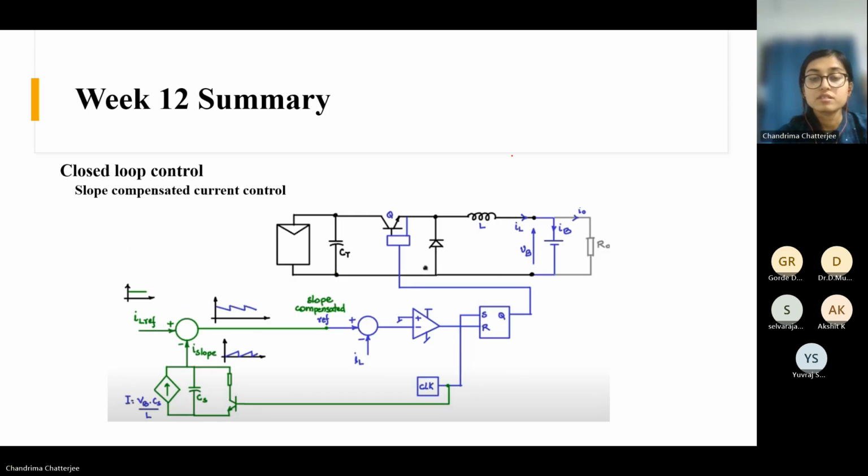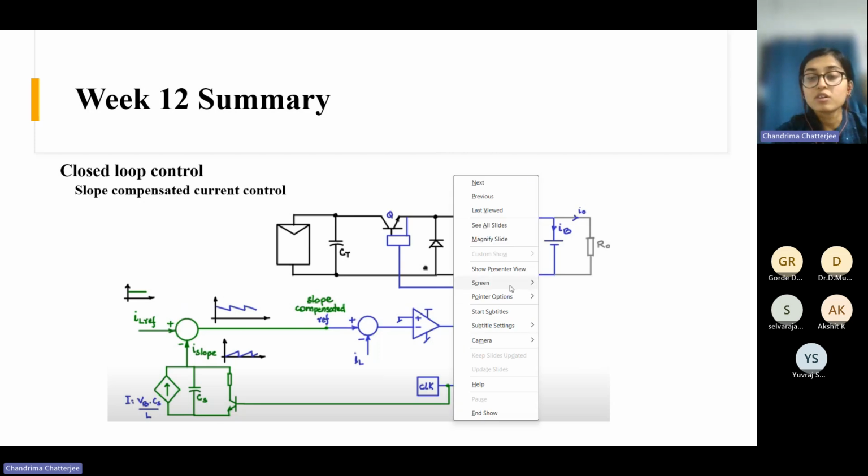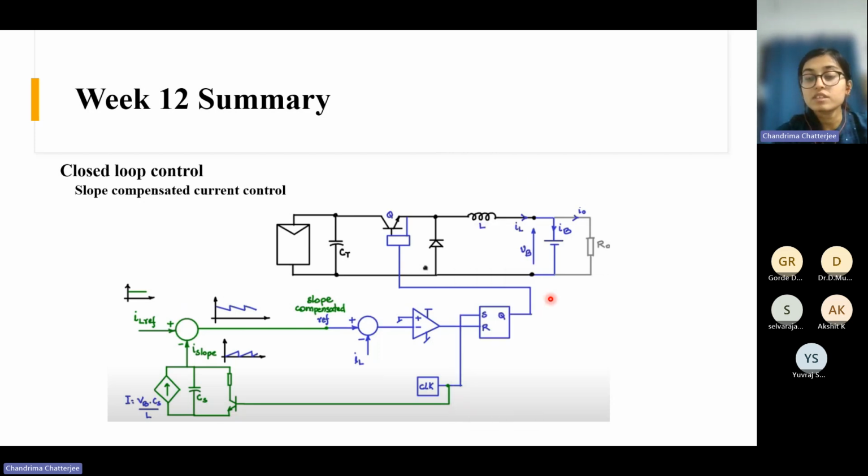So this is the implementation. Instead of giving the constant reference, now we are giving this kind of reference. The other things are more or less the same.